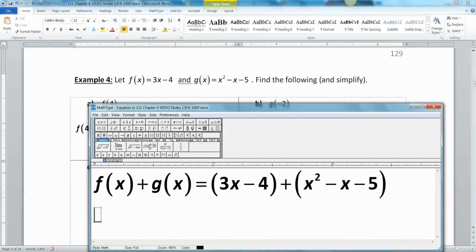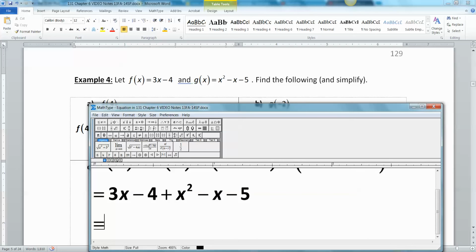Okay, well, obviously, in this particular problem, the parentheses are just kind of fake. They're not really needed to be there. I'm just saying that I want this function in parentheses plus this function in parentheses. So I could just write it all out again. So I could say it's 3x minus 4 plus x squared minus x minus 5.